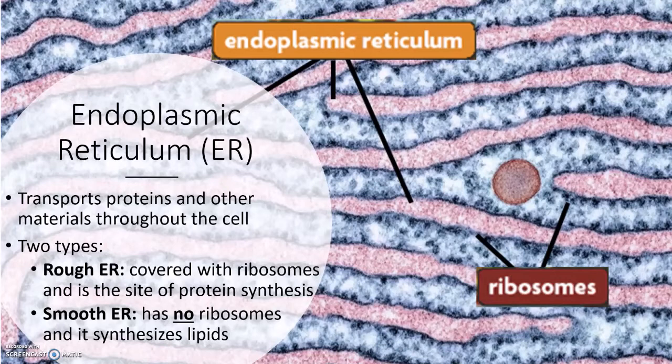The smooth ER does not have ribosomes. It's not pictured here, but it looks very similar, just without the bumps on it. And the smooth ER has the job of synthesizing lipids. So when membranes need to be made in the cell and they need phospholipids, the smooth ER is making them.